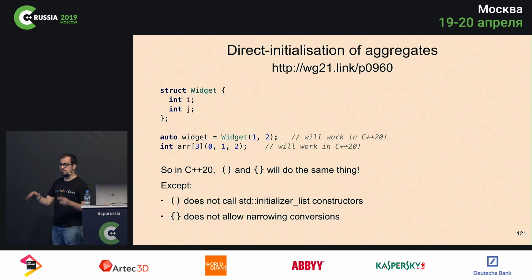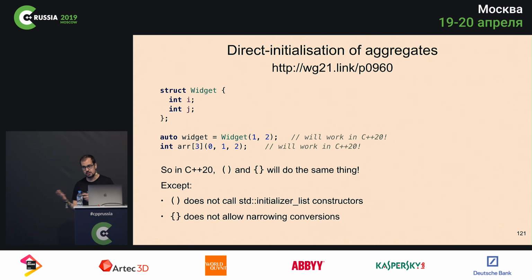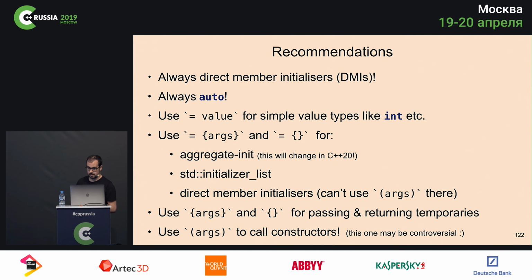And the other thing is that braces don't allow narrowing conversions, and this new paren syntax will allow them, just to be consistent with constructor calls. Right. So this is what we're going to get in C++20. I think it's an improvement. I think it's great.